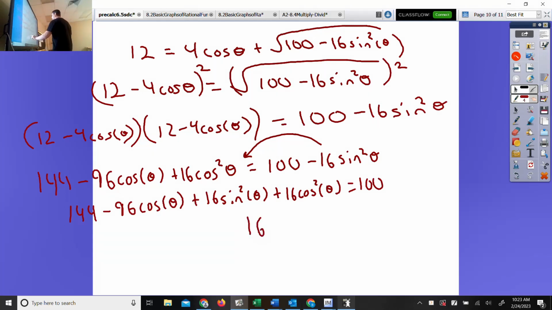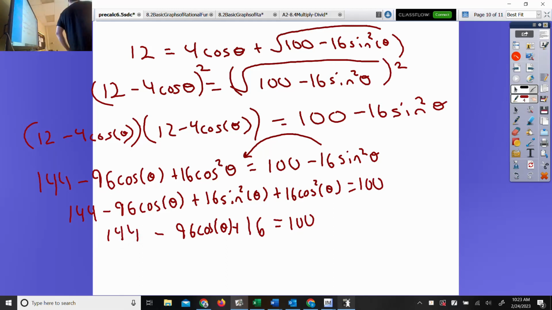See, now it's not near as bad because the square has disappeared. That becomes a 16. And what do you want isolated? Yeah, isolate cosine. Move that negative 96 right and make it positive. We'll divide it out in a minute. What would the left-hand side have? It'd have 60, wouldn't it? 144 minus 100 is 44, add 16 signs. 60.